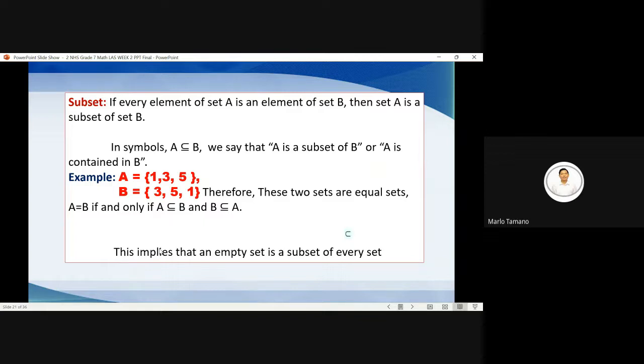What does it mean? An empty set is a subset of every set, or empty set is a subset of any set. Okay? So yung empty set daw ay laging kasama ng kahit anong set. Can you follow? Kung isa-isahin ninyo yung subset, laging kasama po yung empty.